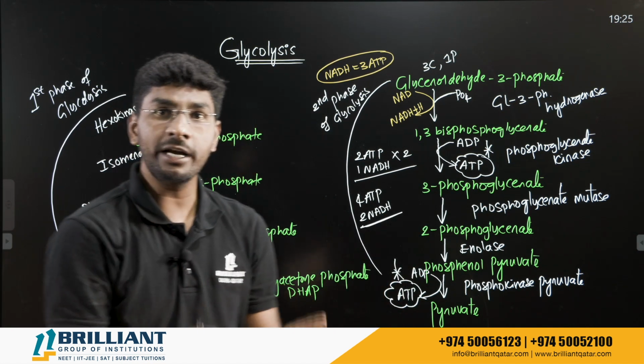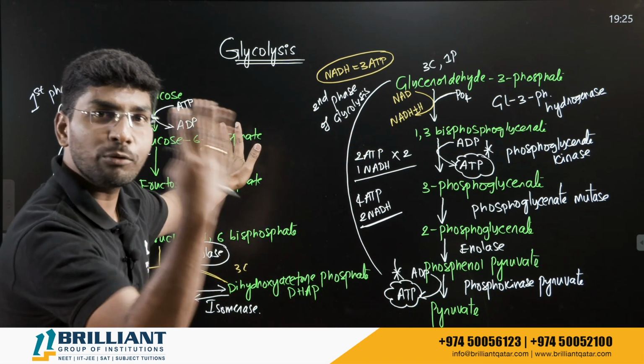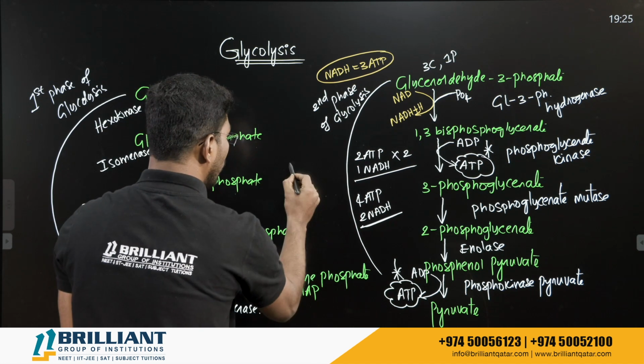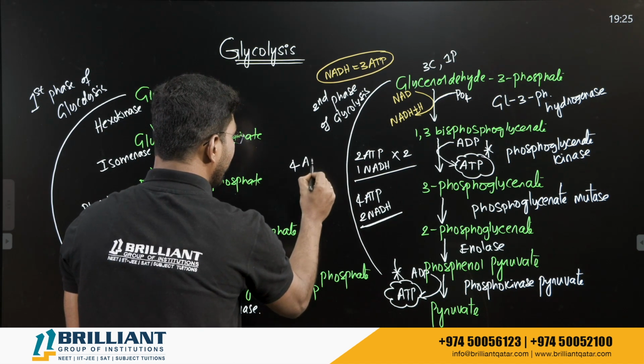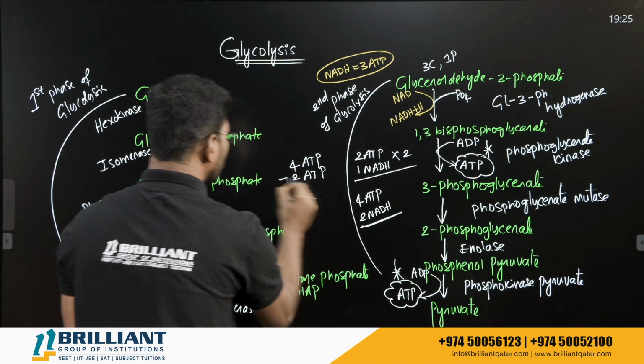But my dear student, 2 ATP we already invested in the first phase, right? So out of the 4 ATP which we get here, give 2 back. So 4 ATP minus 2 ATP. This 2 ATP I am giving here.